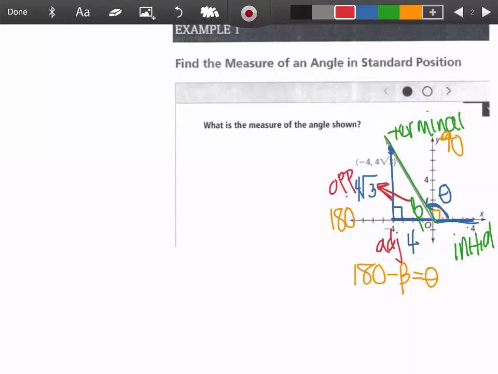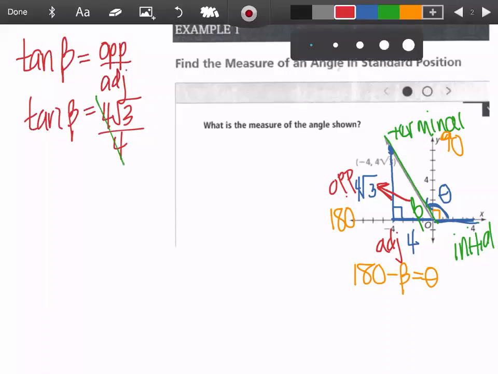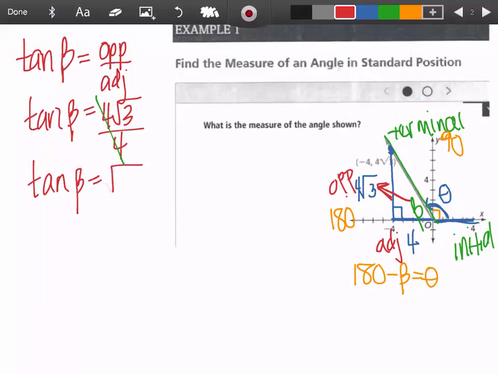So we have the opposite and the adjacent. You want to think of which trig ratio refers to the opposite and the adjacent, and that would be tangent. So we have tangent of beta is equal to the opposite over adjacent. If we sub in the measures there, we have tangent of beta is equal to 4 root 3 over 4. We can simplify this down by canceling out the 4's, and we have tangent of beta is equal to root 3.